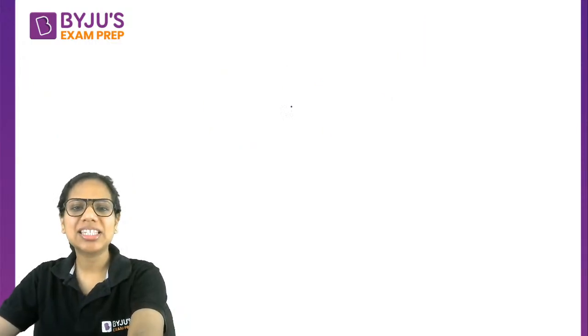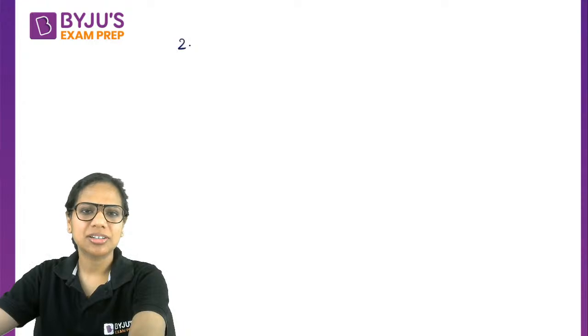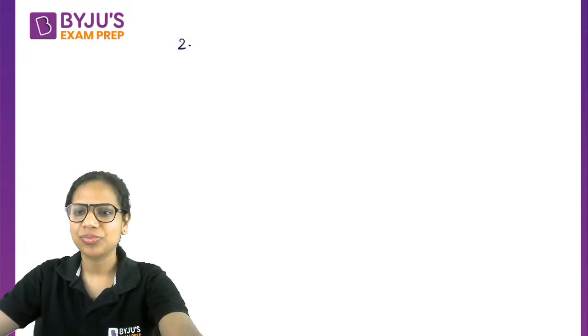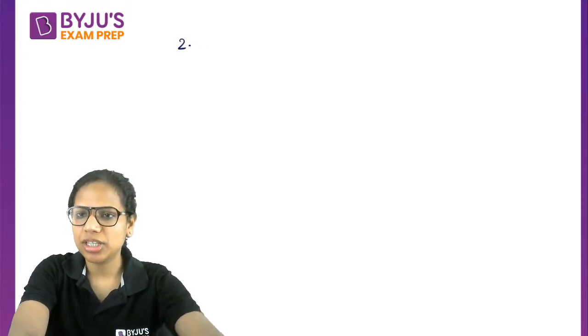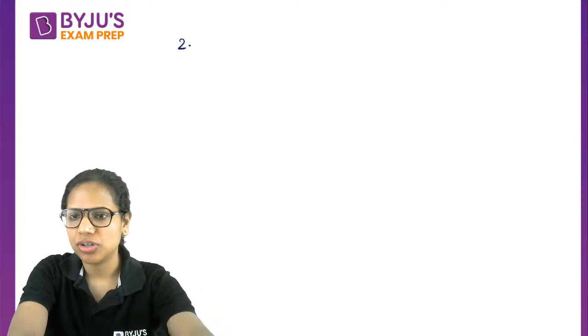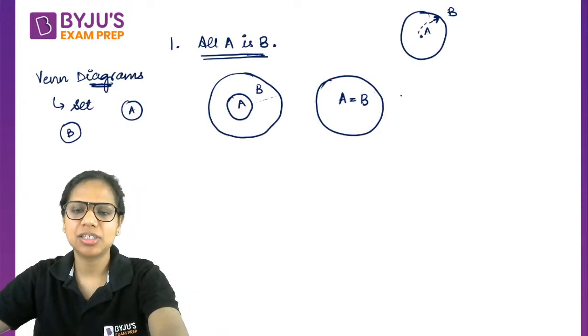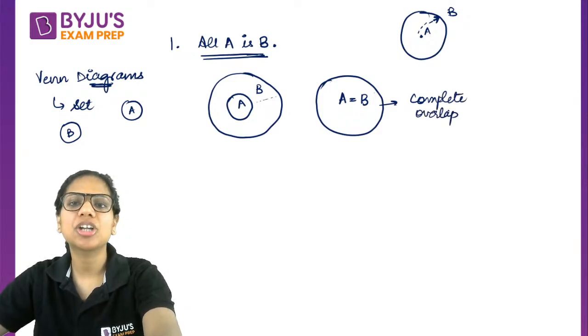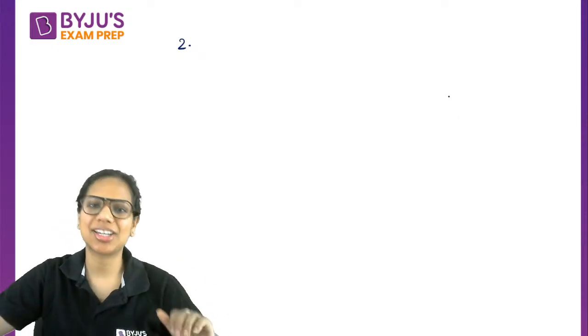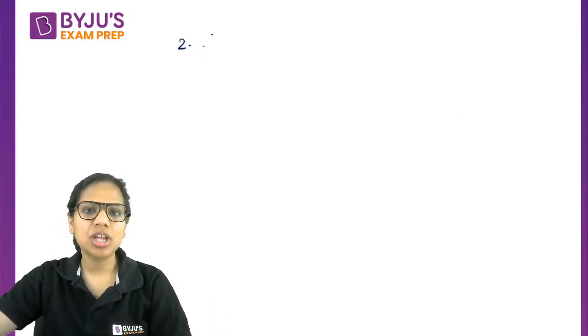Now, let's see the second statement. Okay, any queries so far? Complete overlap. Yes, this is a complete overlap. We call it complete overlap. When there's a partial overlap, we call it an intersection, right? So now let's have a look at the second statement.